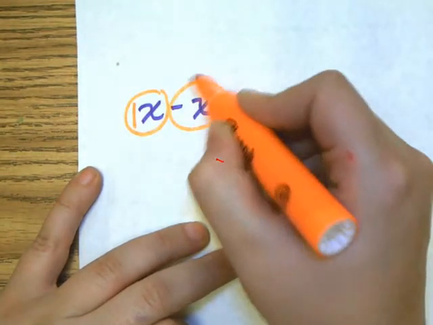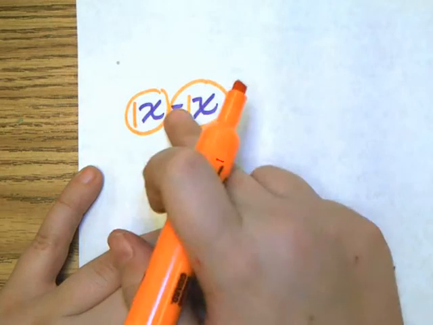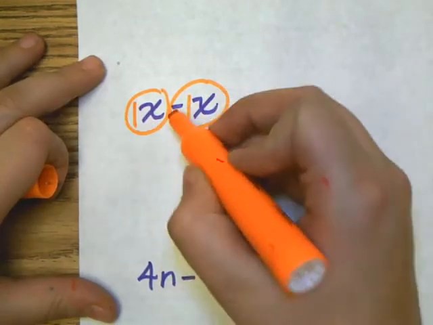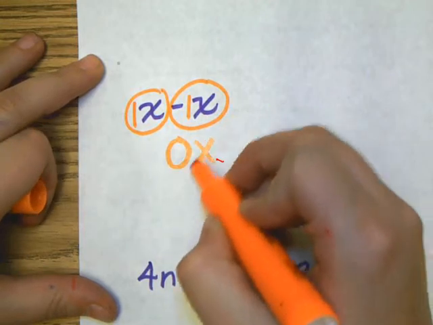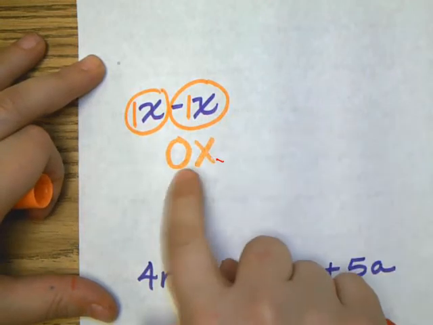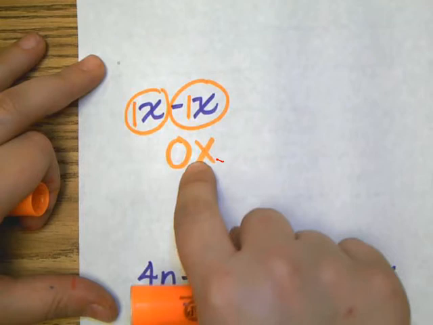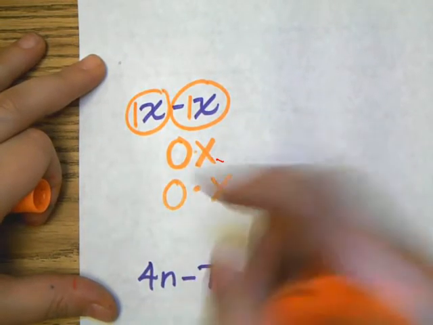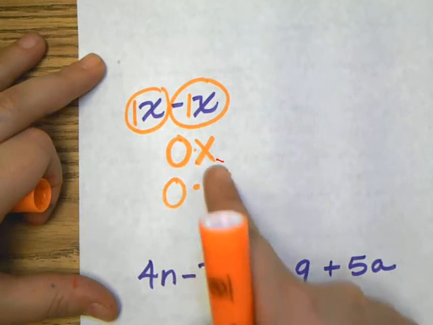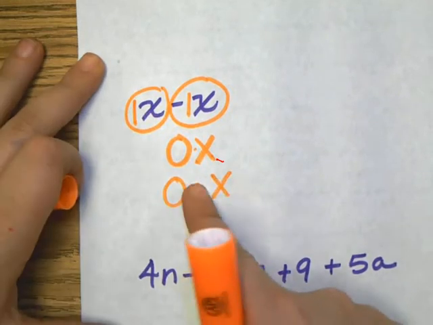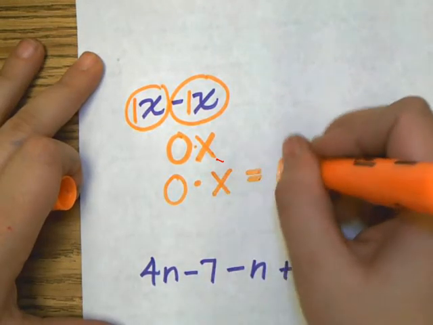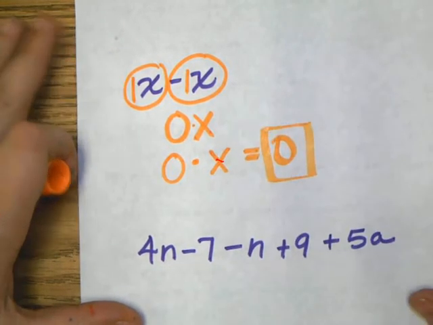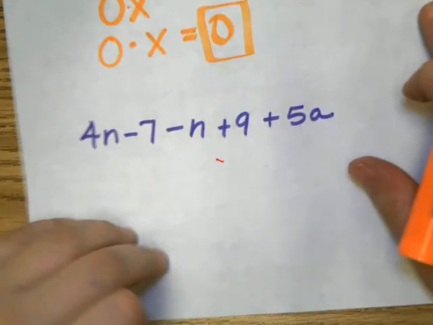Okay, the next one here, we have x, take away x. So we have 1x here, and we have negative 1x here. So if we have an x and we take an x away, we don't have any left. So 1 minus 1 is 0x. But we're not going to leave our answer as 0x because this can simplify. This is saying 0 times x. And 0 times anything, remember x is a number, 0 times anything is 0.